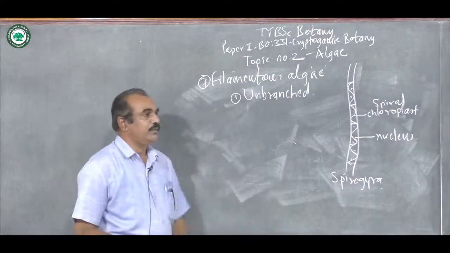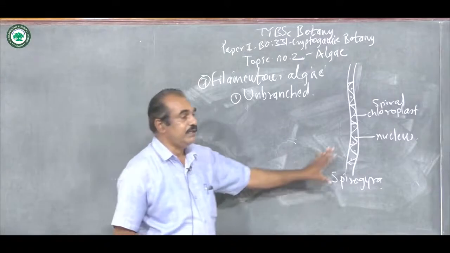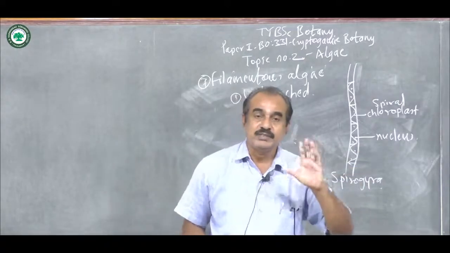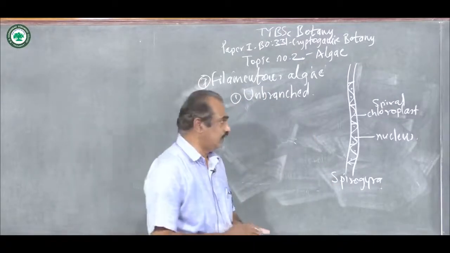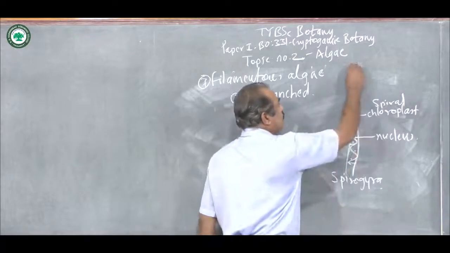This is the filament of the algae, and for example, this is the Spirogyra. It is unbranched and it is uniseriate. That means only a single row of cells is there. The cells are just arranged one above the other, and all the cells are identical except the upper one, which is dome shaped.